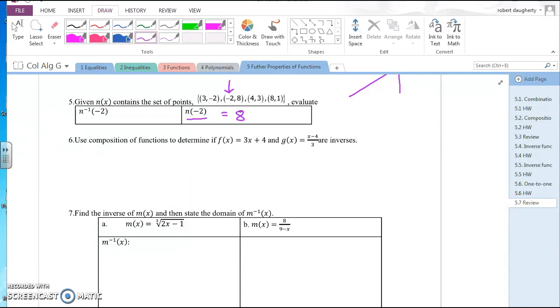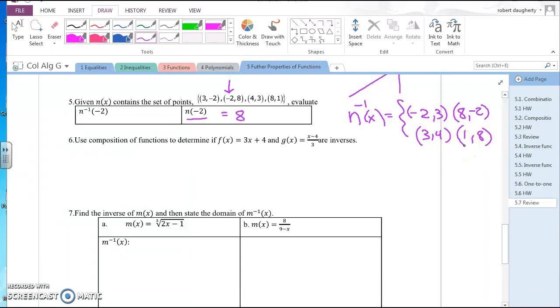Now the inverse, what happens when you plug a -2 into the inverse? Let's write down what the inverse is so you don't get confused. The inverse is going to be what points? I'm going to have (-2, 3). I'm flipping everything around: (8, -2), (3, 4), and (1, 8). So I took each of those points. (3, -2) became (-2, 3), (-2, 8) became (8, -2), (4, 3) became (3, 4), (1, 8) became (8, 1).